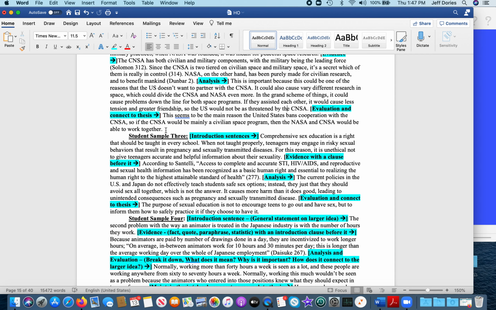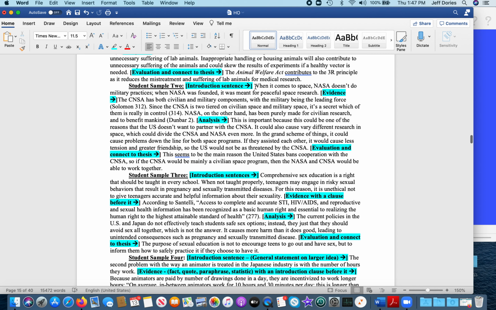So if you read this, you should have a pretty good idea what his thesis is about. So check the last sentence of every paragraph and say, if I just read that last sentence, would I know generally what the thesis is about? Here you can tell he's arguing that the CNSA should become civilian, and then NASA and CNSA could work together, right? That's in his thesis, and I think it's clear from this sentence.